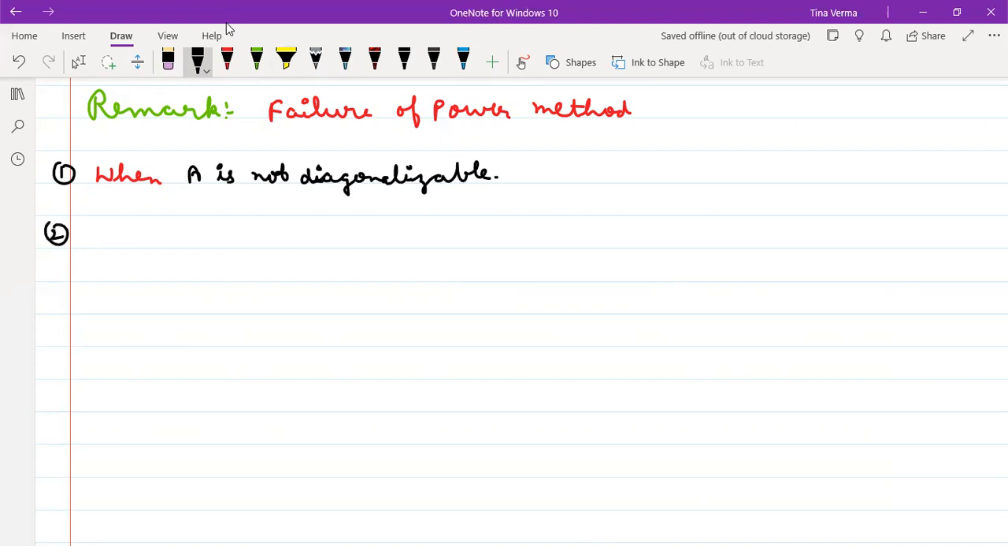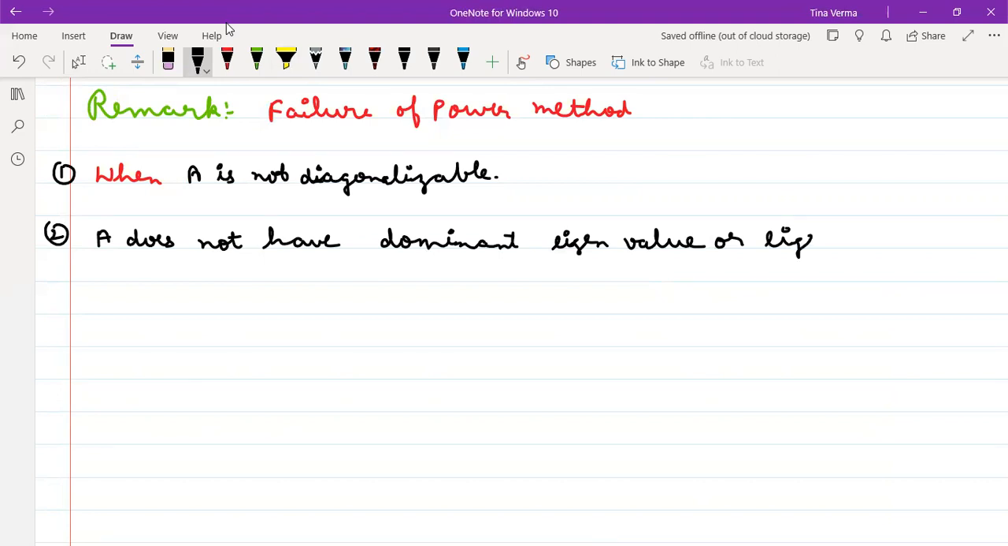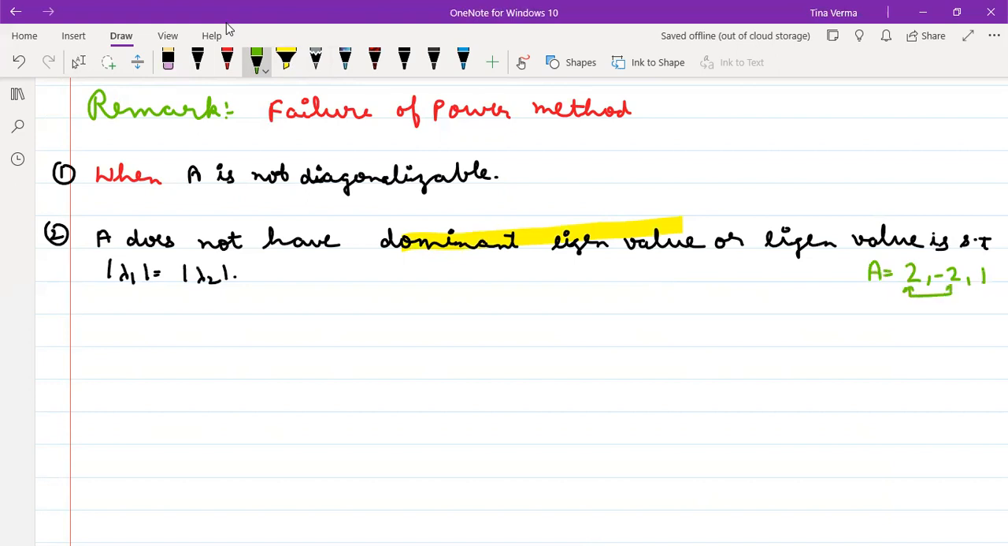if your A is not diagonalizable, right? In the examples which we have done, A is diagonalizable. Also when A does not have a dominant eigenvalue, or the eigenvalues are such that lambda 1 is equal to lambda 2. That means either you have no dominant eigenvalue, or it can also happen that the diagonal entries of the matrix A become like 2, minus 2, 1, so both are the same in magnitude, and then also your power method fails, right?